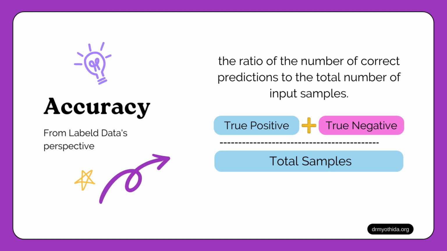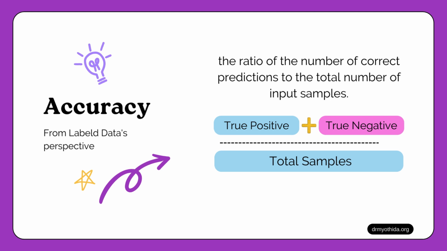It is the easiest one to understand. Accuracy means all the correct predictions. All correct predictions means both true positive and true negative. You sum them all, and then you divide by the total number of input samples. So this gives the accuracy of the model: true positive plus true negative over total samples. This is the accuracy. But in most cases, accuracy alone is not sufficient.